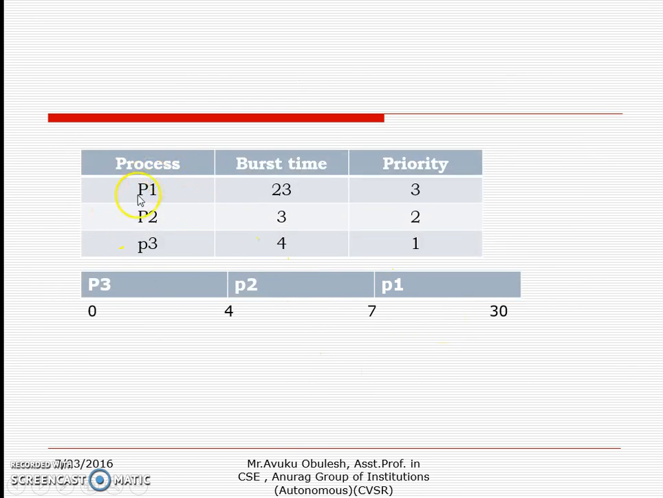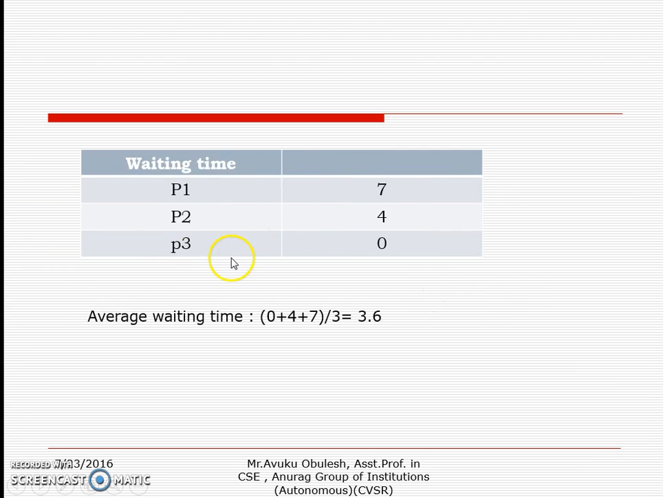Here I've given some examples. P1 burst time is 23 and priority is 3. P2 burst time is 3 and priority is 2. And P3 burst time is 4 and priority is 1. Here the highest priority is 1, that's why the CPU starts the execution of P3. The next priority is 2, that is P2, so P2 will be started. The next priority is 3, that is P1, so P1 will be started. These are the waiting times, and this is the average waiting time.